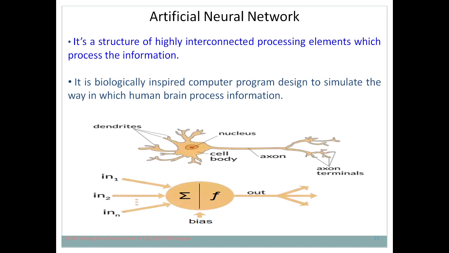For that purpose, the concept is artificial neural network. Actually, artificial neural network is a technique to mimic the working of the human brain in a machine. Just like your human brain works, similarly we want the machine to work. So for that purpose, what do we require? Artificial neural network. It is a structure of highly interconnected processing elements which process information. Network means a number of things connected with each other for the sake of sharing and processing information. In our human brain, neurons are interconnected with each other.